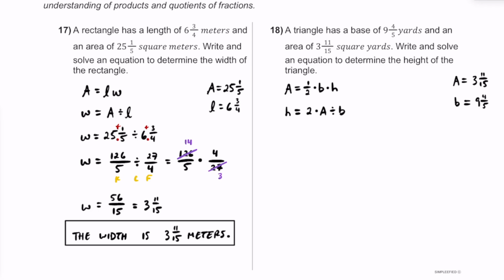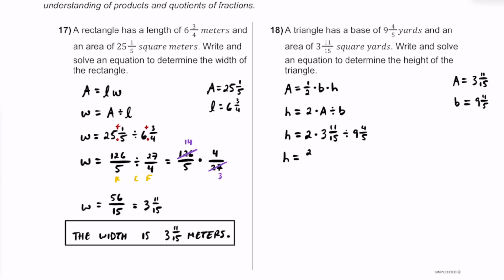All right, so let's see if we can find the height. The height here is going to be 2 multiplied by what? The area. The area is 3 11/15, and then we have to divide that by 9 4/5. So this is going to be the expression that we're going to solve on the right side, and the answer to that right side is going to be the height of this triangle.